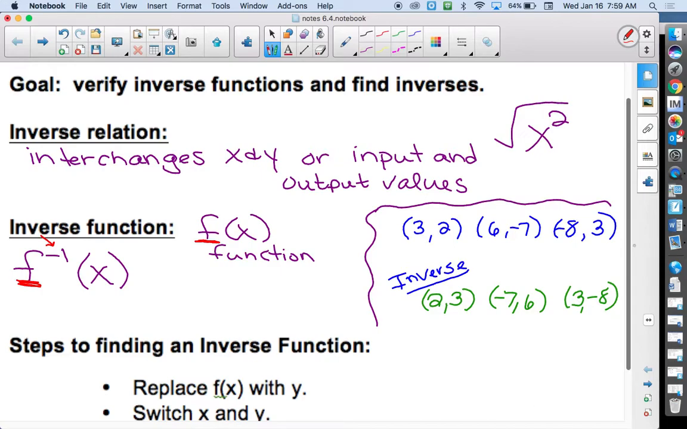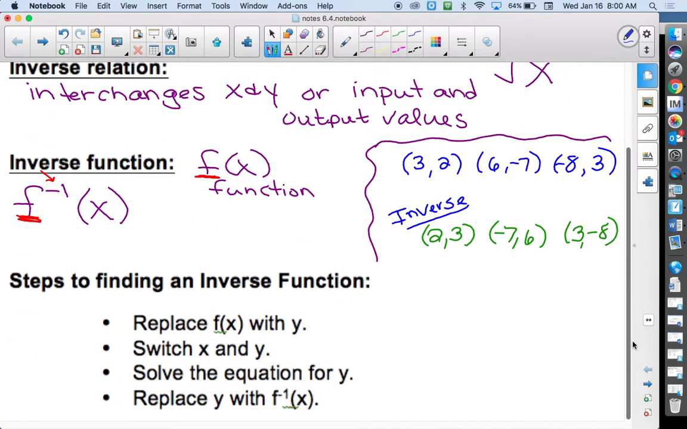So once we find an inverse, now we can give it a special name. The negative 1 makes it the inverse. The f says they're related to each other. One function was created or derived from the other function. So there are some steps down below to help us find the inverse function, which is going to be like the opposite function. So when we look at them, they should look like opposites of each other.